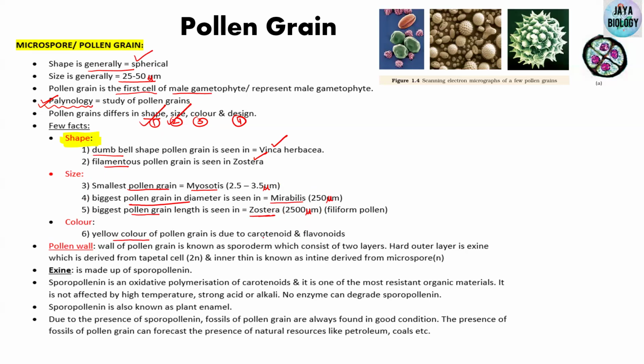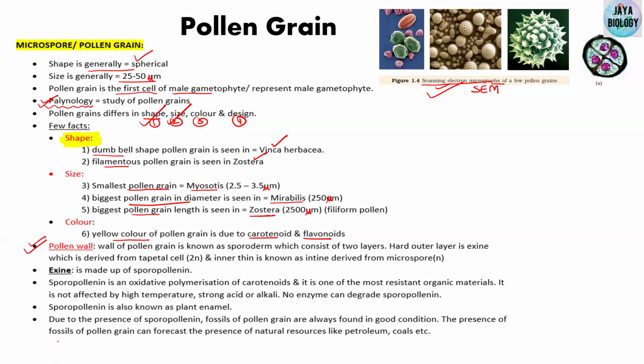Yellow color of pollen grain is because of carotenoid and flavonoid. We can study, see, this is the SEM, scanning electron micrograph of few pollen grain. Please understand they can ask you TEM or SEM. So you should know the answer is scanning electron micrograph, not TEM.